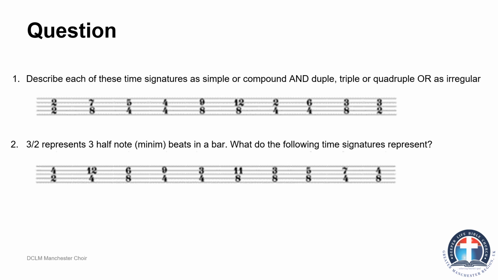We talked about simple times 2, 3, and 4. We talked about compound times 6, 9, and 12. Anything apart from those will be irregular. I'll leave you to figure out the rest. Second question, 3/2 represents 3 half note beats in a bar. We know that, don't we? Yes, we do. What do the following time signatures represent? Just tell me, if 3/2 is 3 half note beats in a bar, what does 4/2 mean? Just write it in the same manner as it has been written for 3/2.